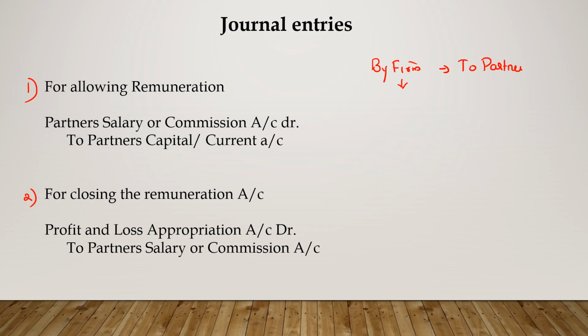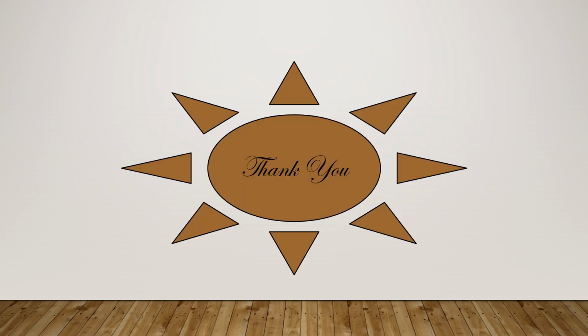The next entry you will have to pass is to close out this particular remuneration account. As has been discussed previously in the fourth point, it is an appropriation item. So the profit and loss appropriation account is debited, and the salary or commission which was debited in the previous entry is credited and closed out. So these are the two journal entries which will be passed for the purpose of recording the remuneration which is given to a partner. I hope this session was useful to you.